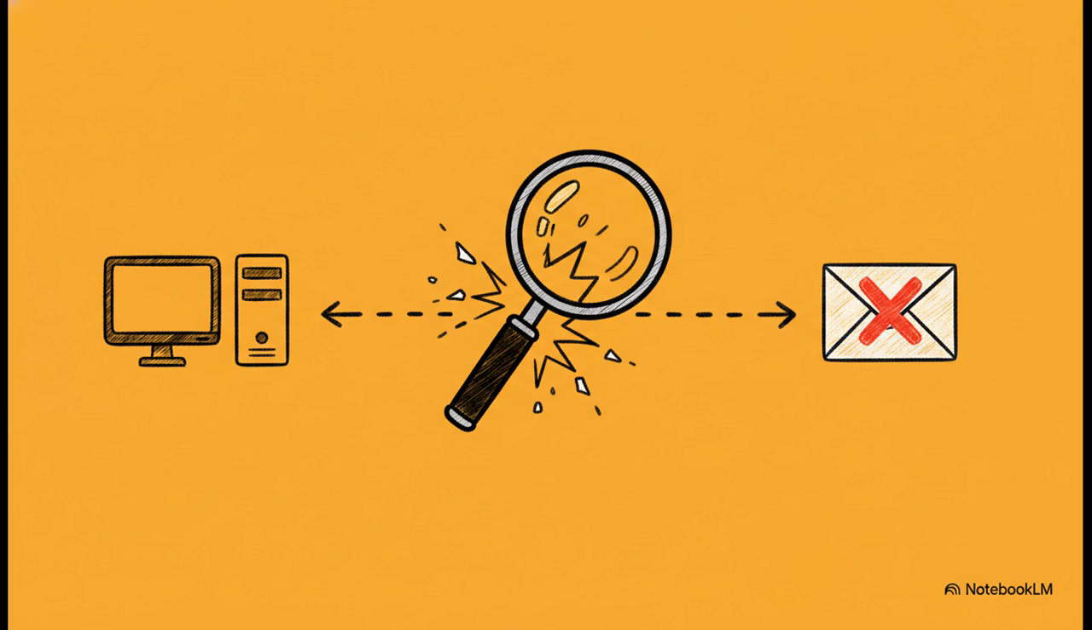But ICMP is so much more than just a simple hello. It's also kind of the network's emergency messenger. So if you ever try to reach a website and get an error like "network is not reachable," that message is being delivered by ICMP. It's an absolutely crucial tool for figuring out what's going on or what's going wrong on the network.